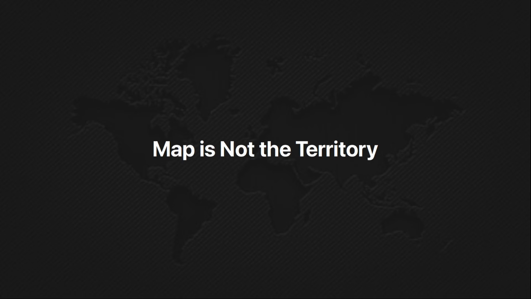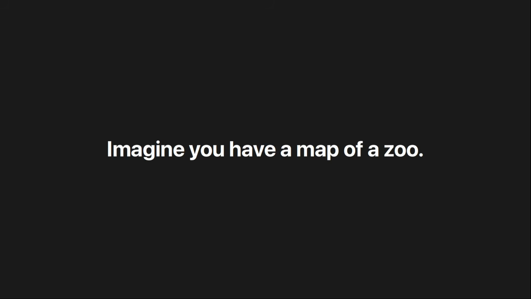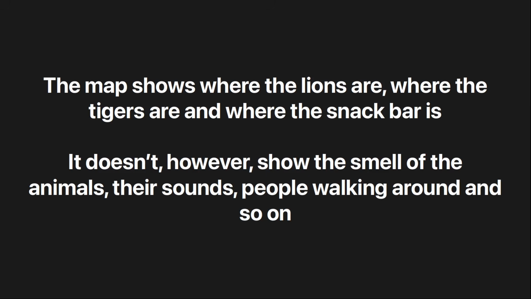Okay? Then we have map is not the territory. A representation of reality is just that, a representation and not actual reality. Okay? Imagine you have a map of a zoo. The map shows where the lions are, where the tigers are, and where the snack bar is. It doesn't, however, show the smell of the animals, their sounds, the people walking around, and so on. So the thing is, a representation of something is obviously not going to be the thing itself.